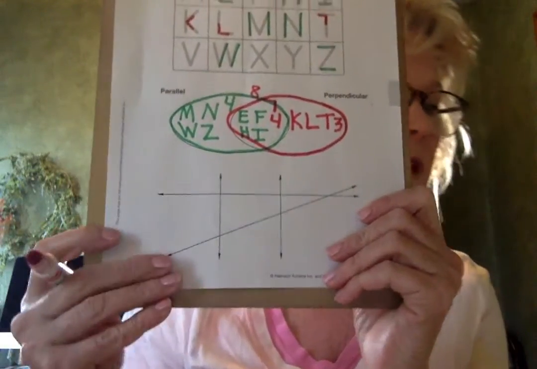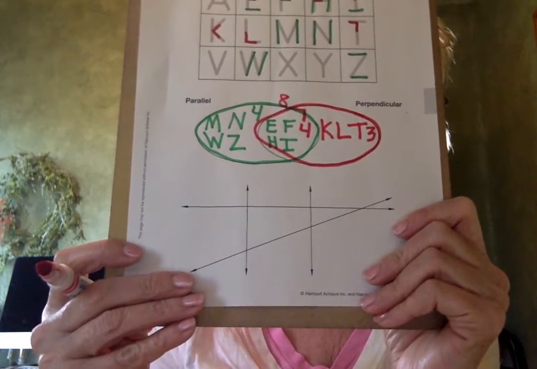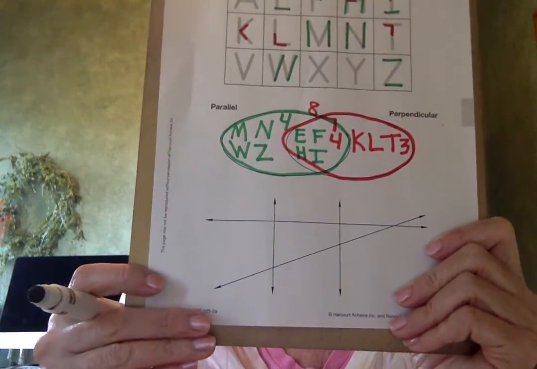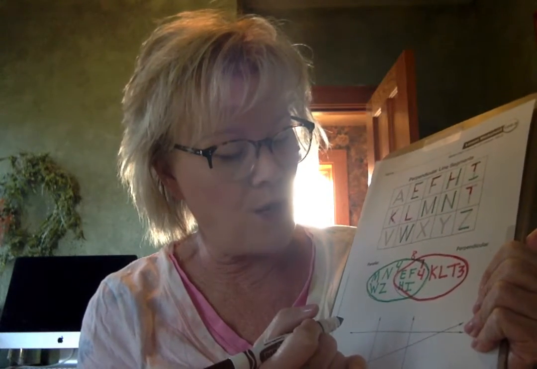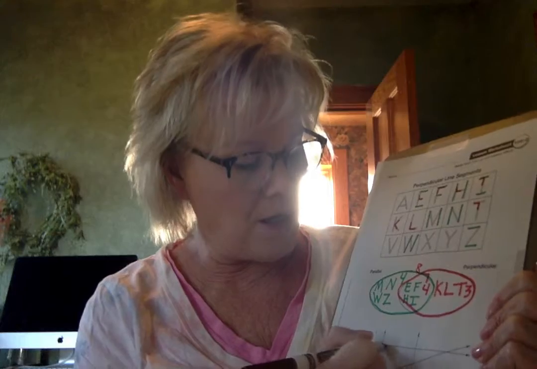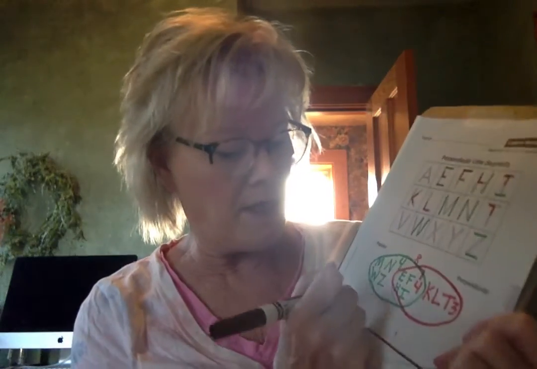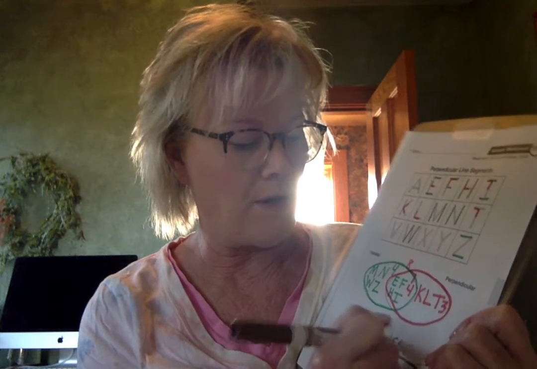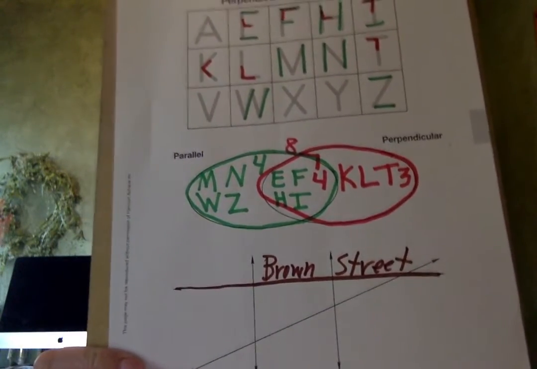Now, if we look at the very bottom, we're going to pretend that these lines are streets on a map. We're going to use our brown now, and we're going to trace the horizontal line segments using brown. So, horizontal right here. So trace that in brown. And we're going to name this Brown Street. We'll be super creative here. So go ahead and write Brown Street.